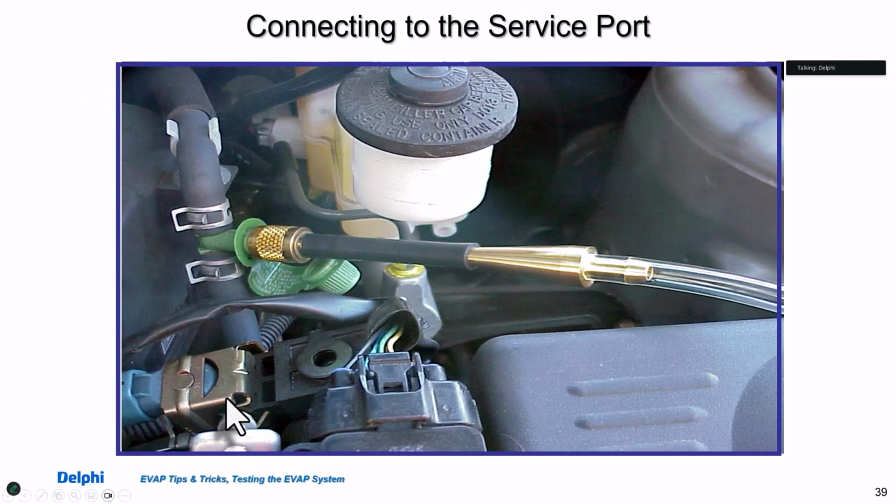Okay. Now, as far as accessing the system, Schrader valves were around for early systems, 96. You could get them as early as 96 on some. About 2005, 6, 7 in there, they started disappearing. Now, I can't say I've looked at every vehicle, but to my knowledge, they're pretty much history.